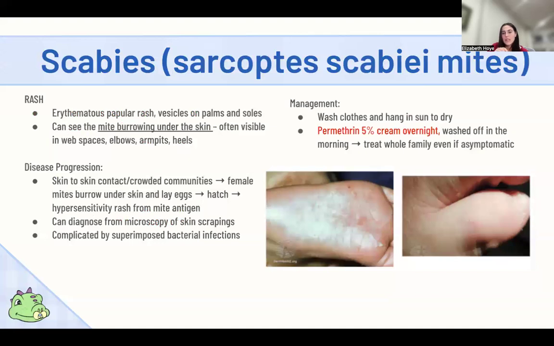You should definitely watch out for any superimposed bacterial infections, especially by taking a social history and just understanding sort of what conditions, or depending on what parts of the body the scabies rash is, what could get infected. So the management is washing clothes and hanging them to dry in the sun specifically, and then treating the whole household, even if they're asymptomatic. So the treatment for that is permethrin 5% cream overnight in the affected areas, and then it should be washed off in the morning.